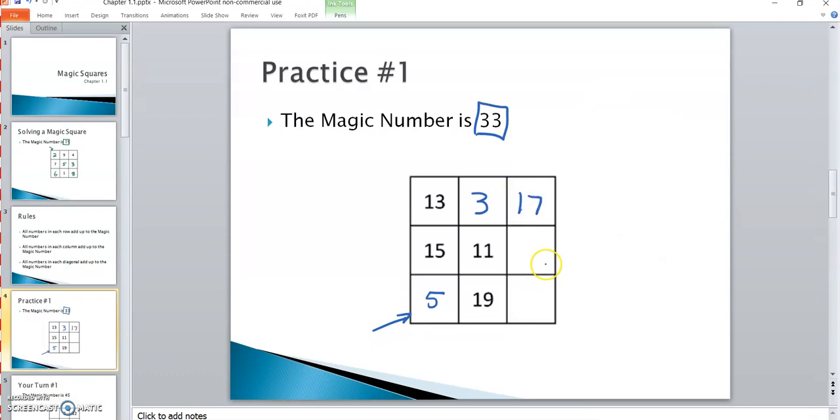And what I would like you to do now is pause the video, and I would like you to figure out the last two squares on your own.